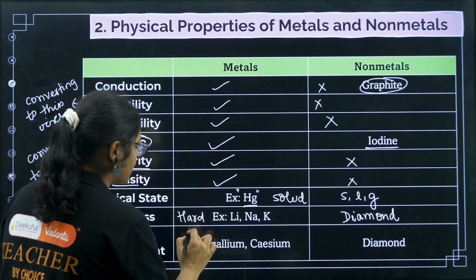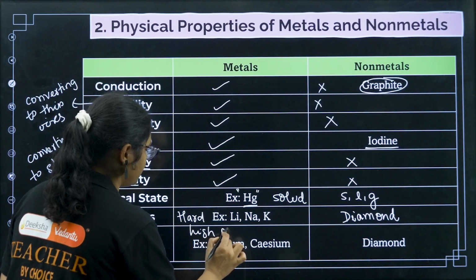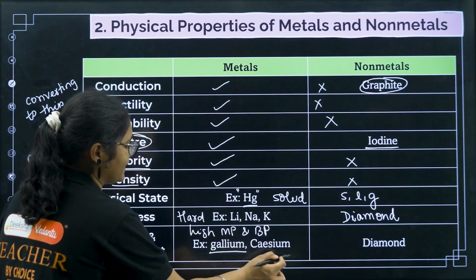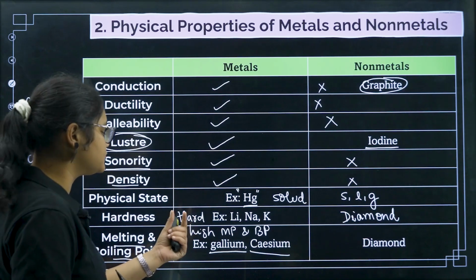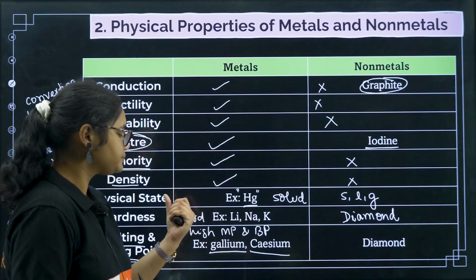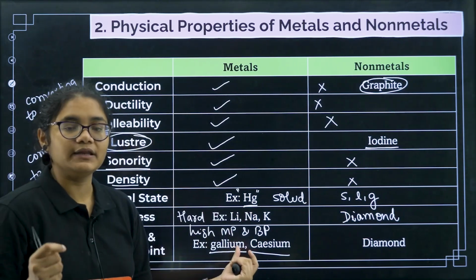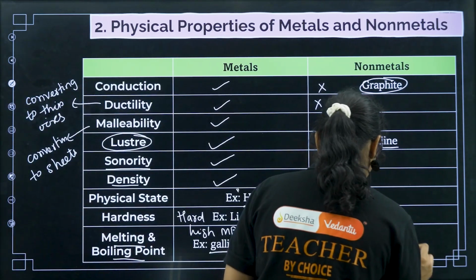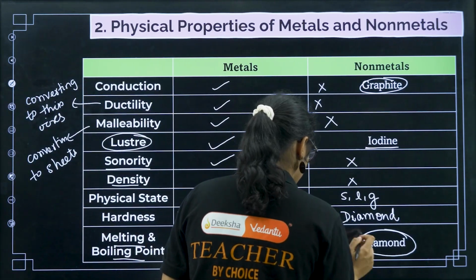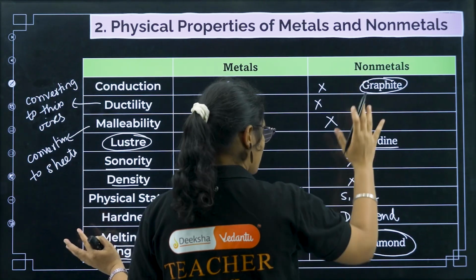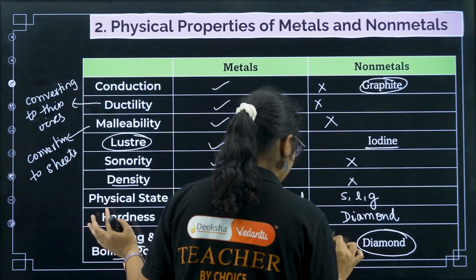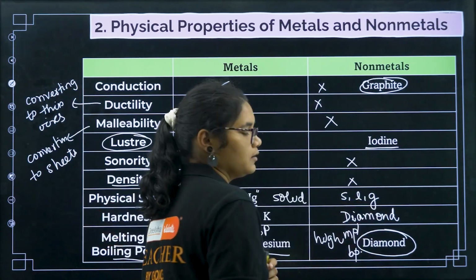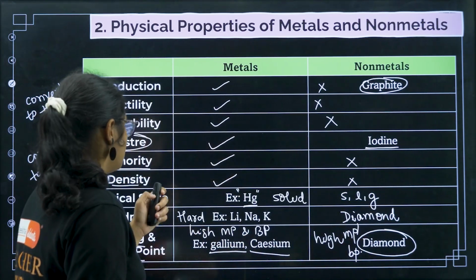Next, coming to melting and boiling point. Generally metals have high melting point and boiling point. But here we have an exception, gallium and cesium. These are soft metals with very low melting point and boiling point. And then coming to diamond, it is a non-metal but it has a high melting point and boiling point. Okay, clear.